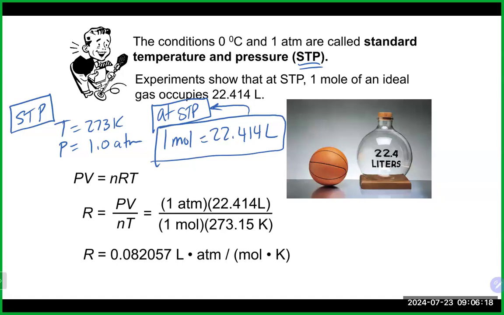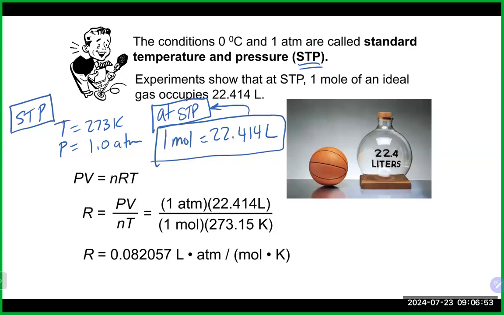That means if your temperature is not 273 or your pressure is not 1 atmosphere, you should not use this. But the benefit of using this at STP conditions is you don't have to necessarily use the ideal gas law. You can bypass the ideal gas law in a lot of calculations to use that conversion. But again, it has to specifically be at STP conditions to use that conversion of 1 mole is 22.414 liters.